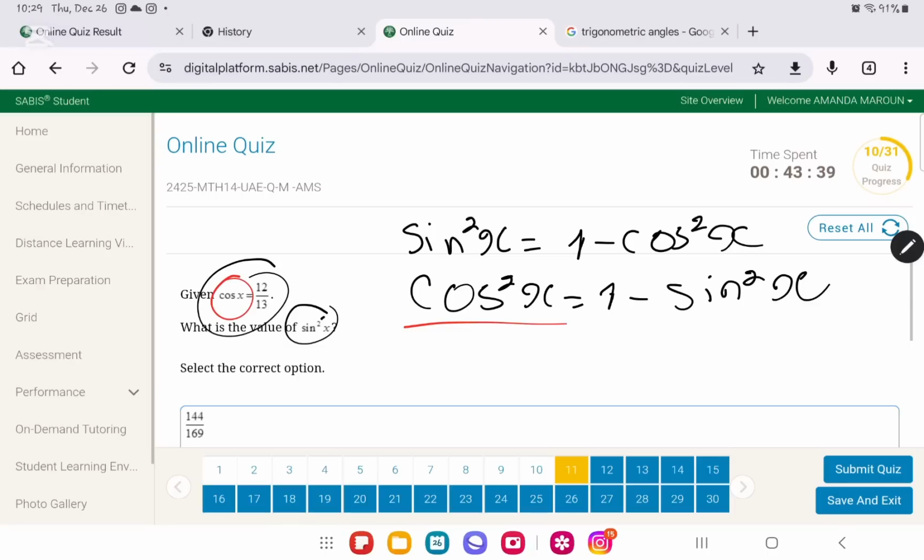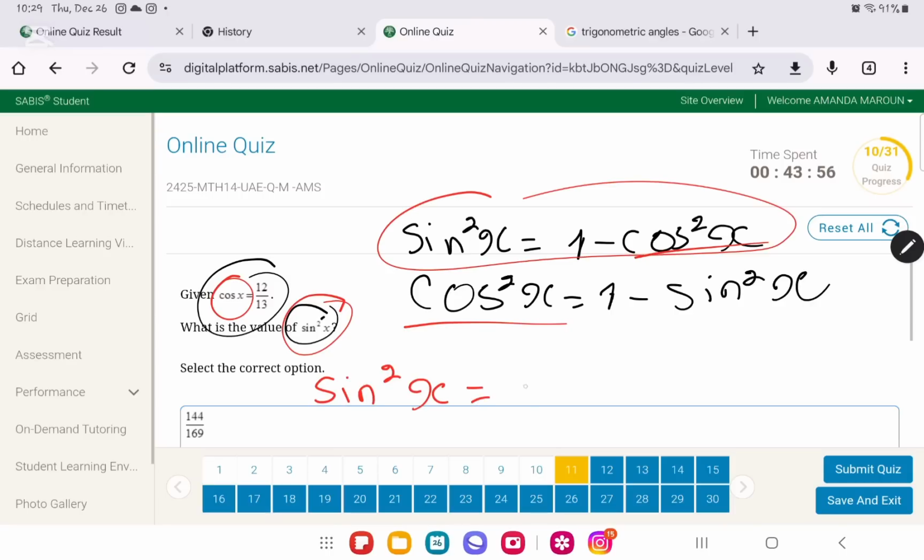Because we are given cosine x, we can find the value of cosine squared x. And then if we do 1 minus that answer, we are going to get the value of sine squared x. So very simply, we're going to put in this equation. Sine squared x is equal to 1 minus cosine squared x. Cosine x is 12 over 13. However, cosine squared x is 12 over 13 squared, which is 144 divided by 169.